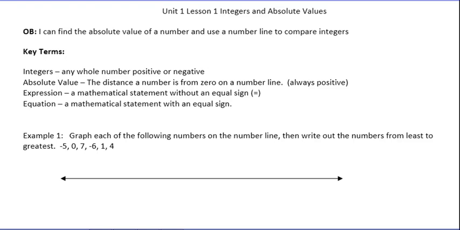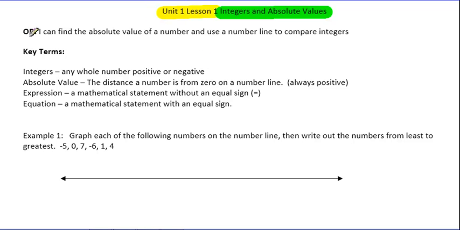Okay, here we go with your first flip lesson. Normally you'll be doing this for homework, but of course right now we're watching this right here in class. Alright, what you need to write on the top of your page is Unit 1, Lesson 1. You also need to write the title of the section, which is going to be Integers and Absolute Values.